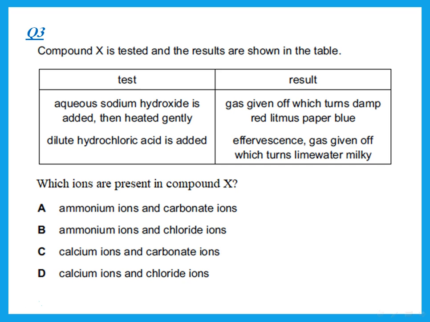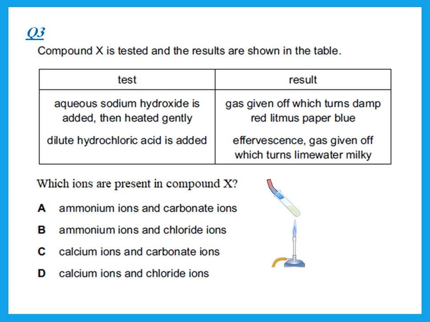Compound X is tested and results are shown. So he added aqueous sodium hydroxide, heated gently. He got a gas given off, which turns damp red litmus paper to blue. This is test for what? When I add sodium hydroxide and heat gently, and it gives a gas that turns damp red litmus paper to blue, this is test for ammonium, because when you add base to ammonium, it gives ammonia gas. So this is test for ammonium.